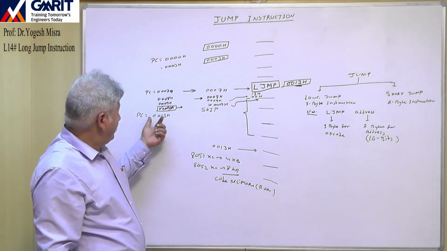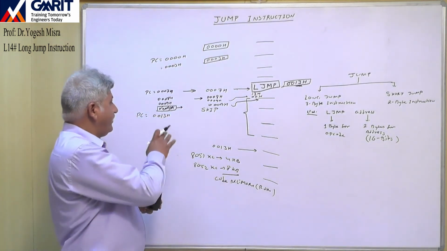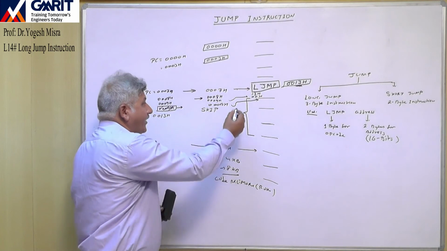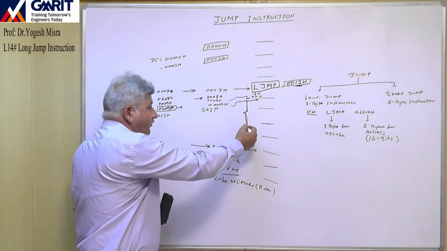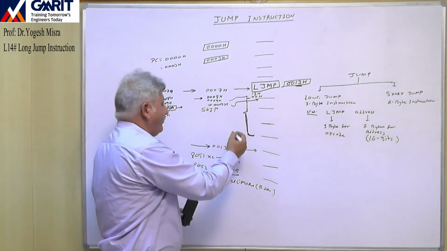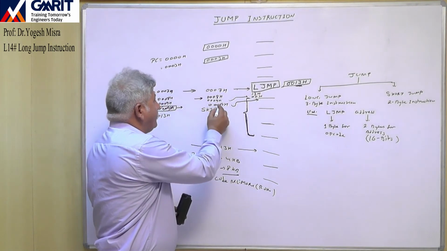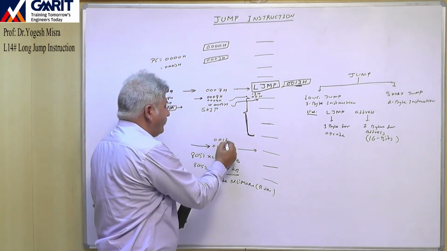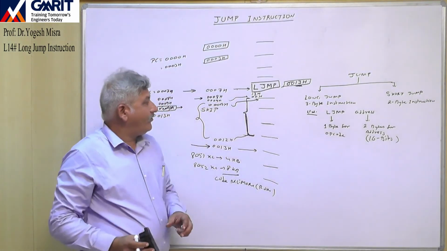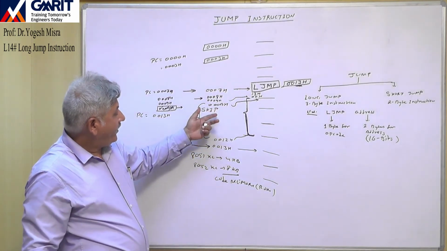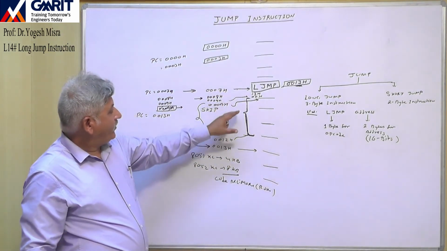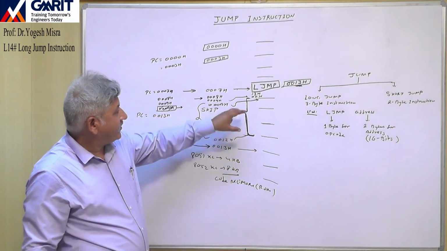Since the PC is 0013, the controller will execute the instruction from location 0013. In this way, the controller will skip the execution of all the instructions between 000A to 0012H. All the instructions between these locations the controller will skip, and it will execute the instruction which is loaded at 0013H. So in this way we can skip the instructions.